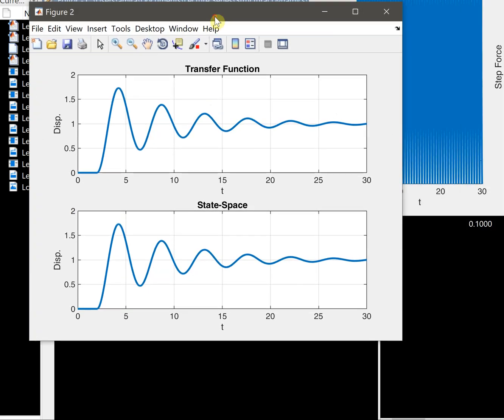There it is. We can see that at roughly 2 seconds, the force is introduced to the structural system. We have a jump to this position, which is 1, and we have oscillation around that position until the oscillations die off and we get the static solution.